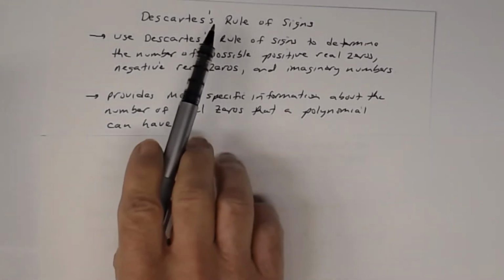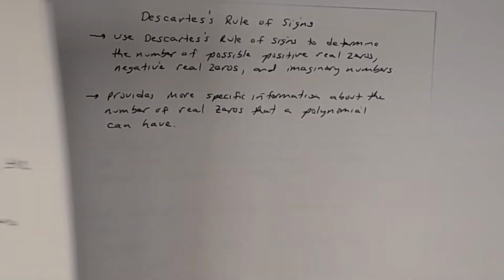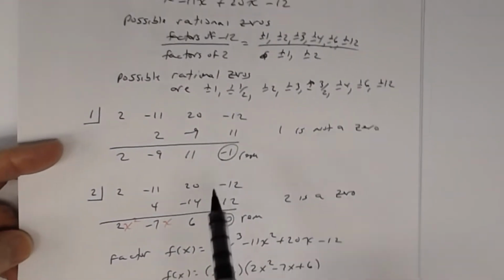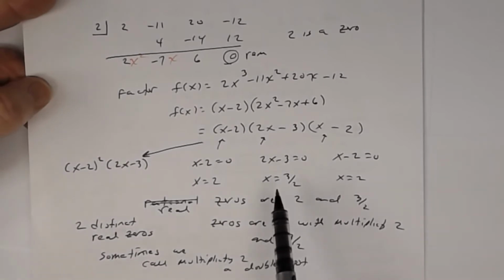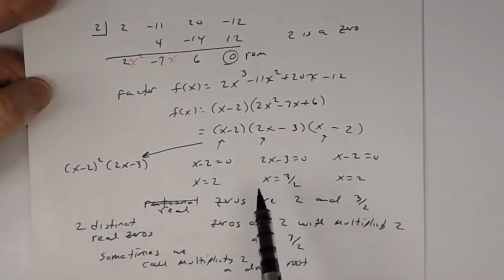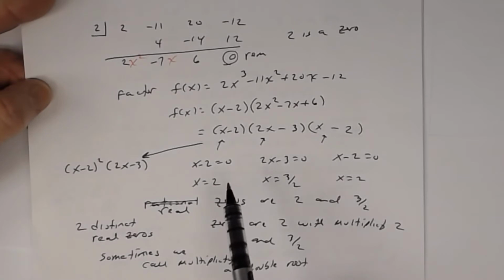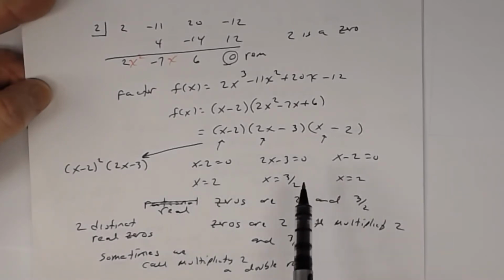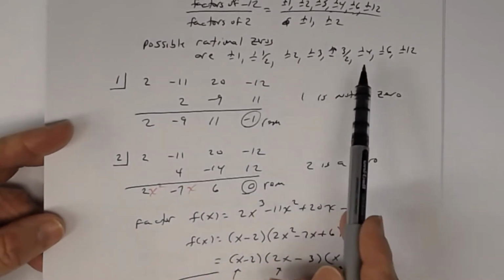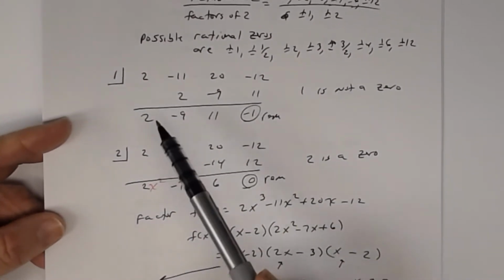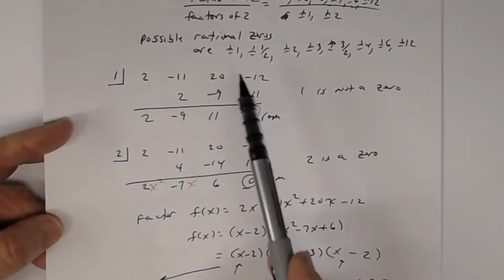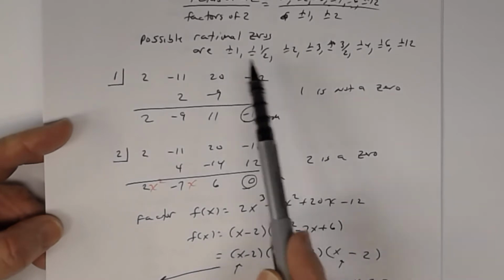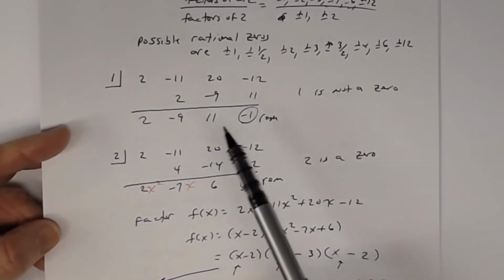When we use Descartes' rule of signs in this lesson, you're going to see that it tells you that you're going to have zero, none, negative real zeros. And if you know that there are no negative real zeros, then you would not even try any possible negative zeros. You wouldn't try any of those. So you would stay with the positives. So it kind of helps in that sense.